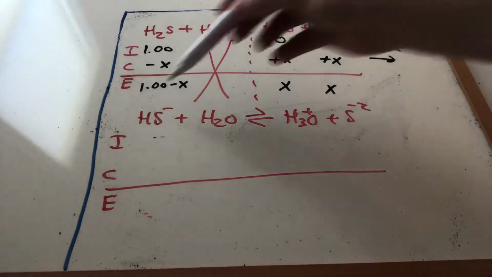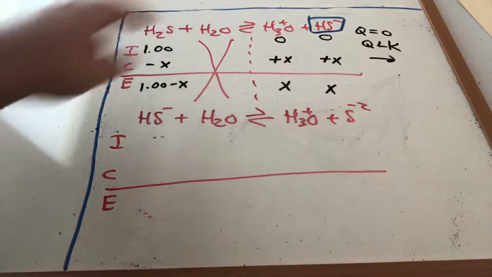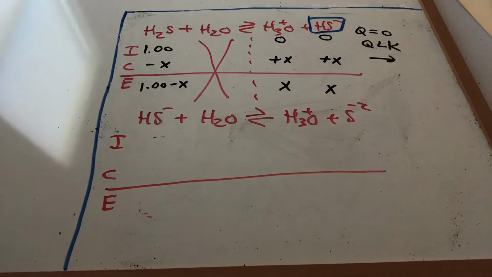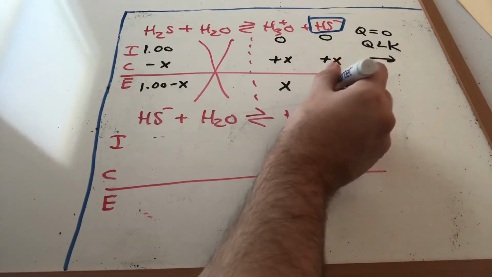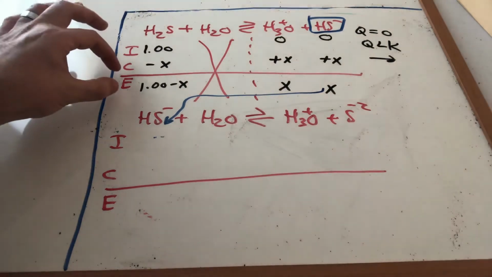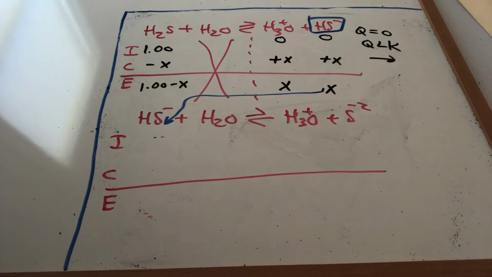I, C, E. So now I look for my I information. Well, again, how much HS minus did you have at the very beginning? None. But what did you just do? You figured out that after the first H comes off, you made your previous X. You made that much. So that information becomes your I information for your second ice table, right? Information from the E comes down to the I for your second ice table.